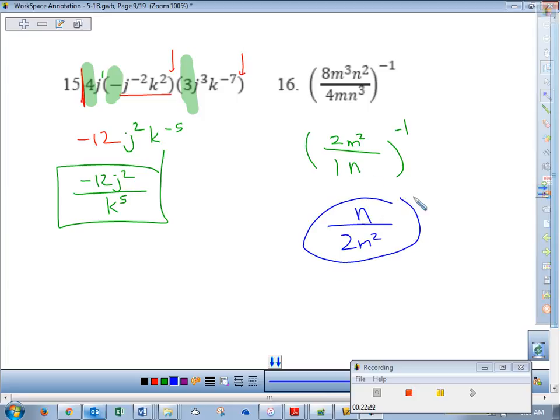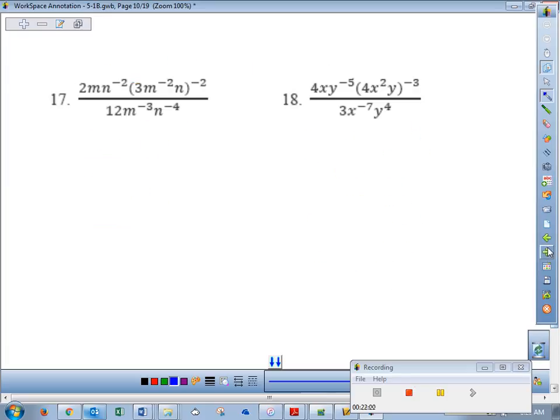If you got here, we're in good shape, because there's other things that people could do. Some people reciprocate it first and then simplify. There's just a lot of different things that you could do. This, in my opinion, is the simplest. And now for the mess.